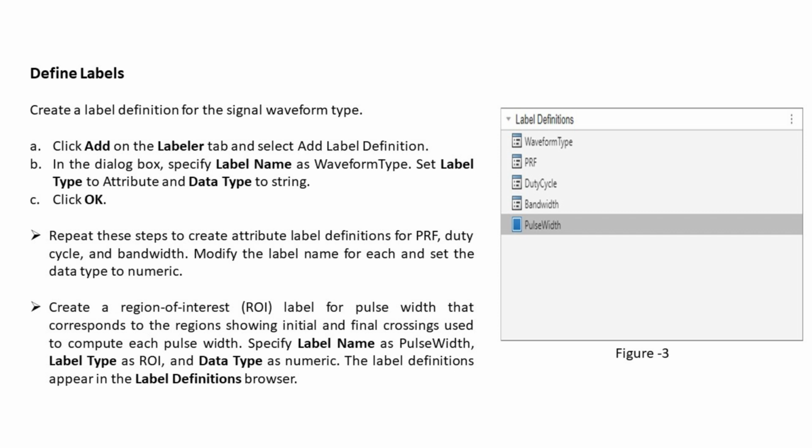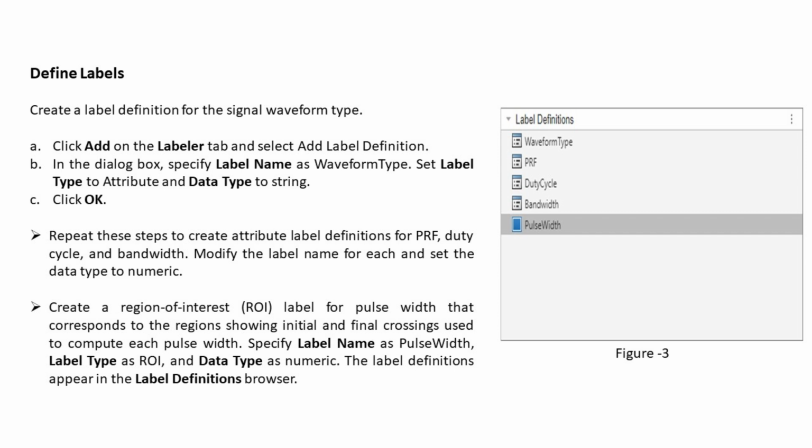Define labels. Create a label definition for the signal waveform type. Click Add on the Labeler tab and select Add Label Definition. In the dialog box, specify label name as waveform type. Set label type to attribute and data type to string. Click OK. Repeat these steps to create attribute label definitions for PRF, duty cycle, and bandwidth.